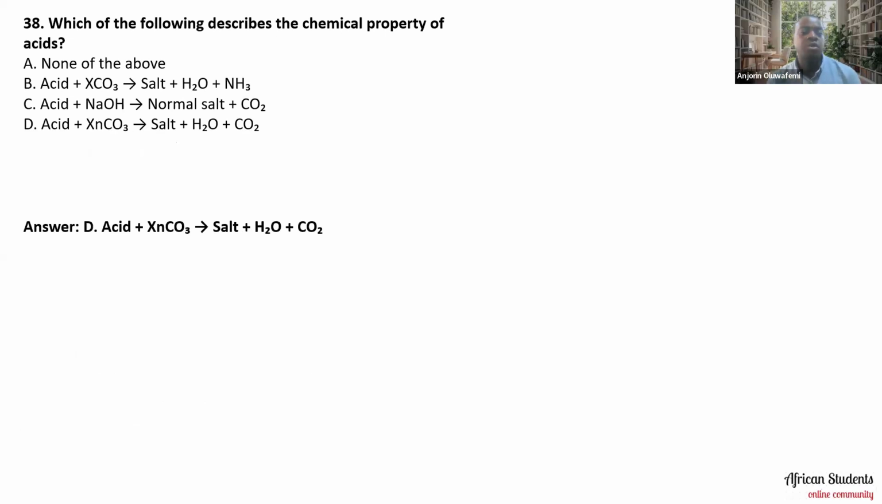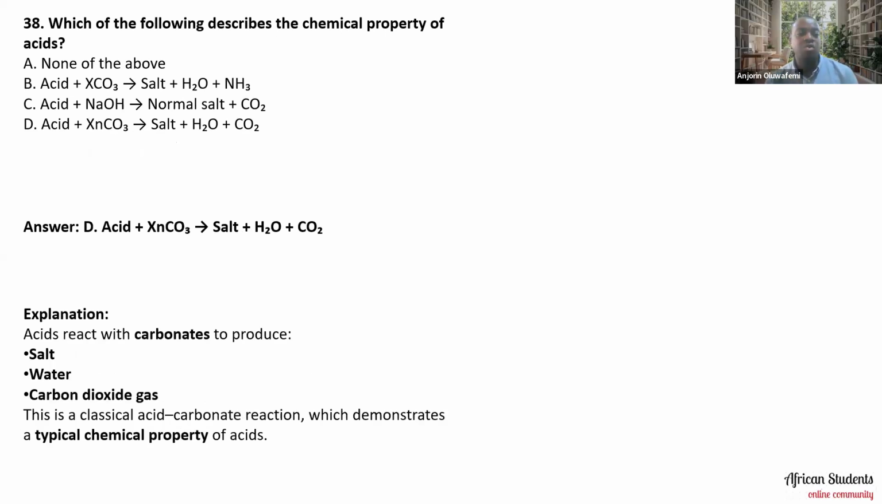And why did we say option D? Is because acids react with carbonates to produce salt, water, and then carbon dioxide. This is a classical acid carbonate reaction, which demonstrates a typical chemical property of an acid. Other options, nah, but that D, correct.